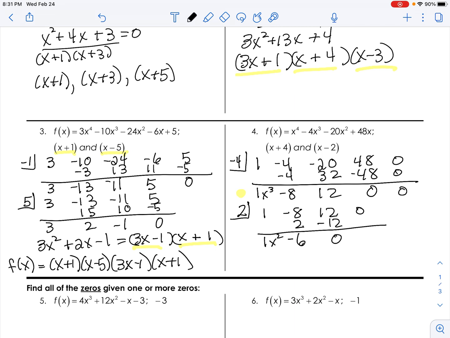This was x to the 4th, so this is x to the 3rd, and so this is x squared. Really important. So x squared minus 6. How do we factor that? That's not the difference of perfect squares.